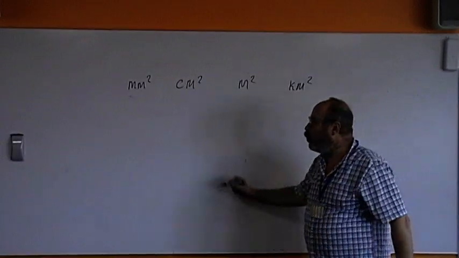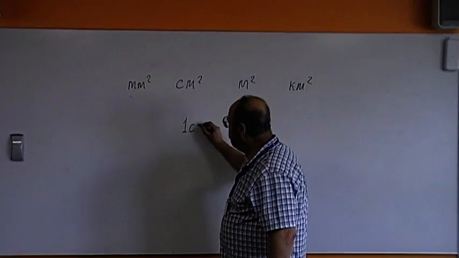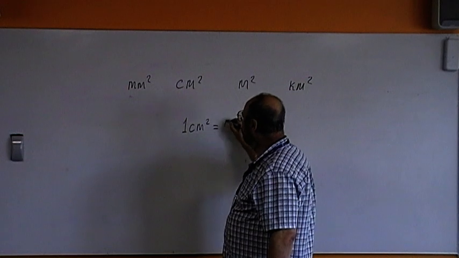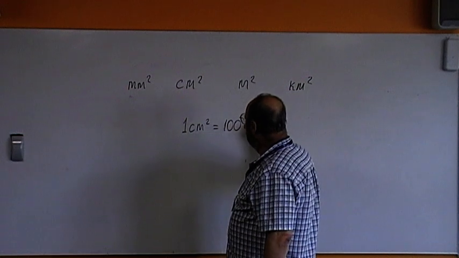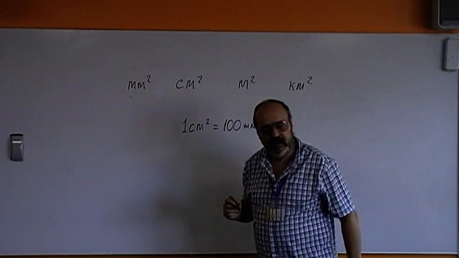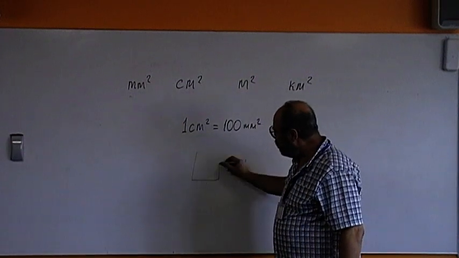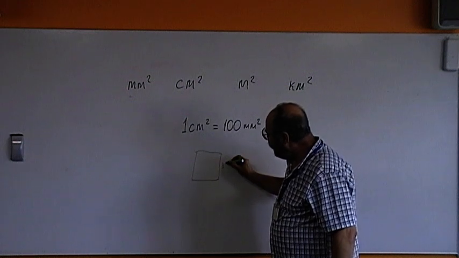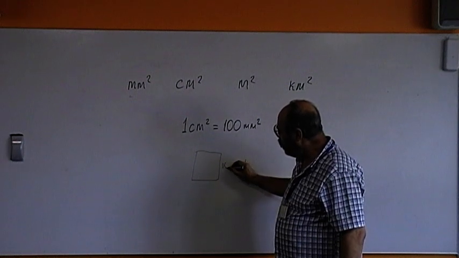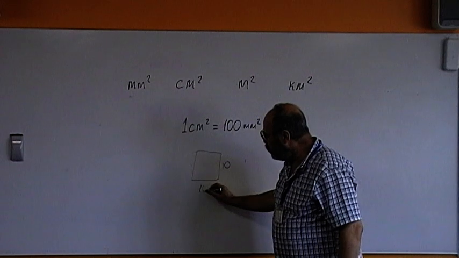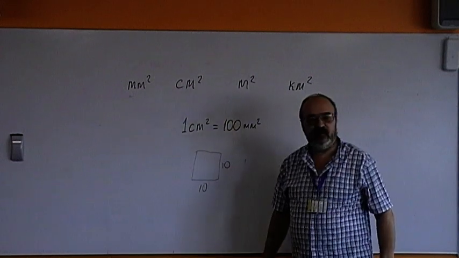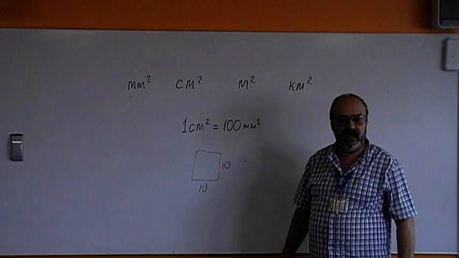10. But 1 square centimeter is 100 millimeters squared. Why is that? If you make a square with a side of 1 centimeter, it will be 10 millimeters by 10 millimeters. And to find the area, we multiply 10 by 10 equals 100.